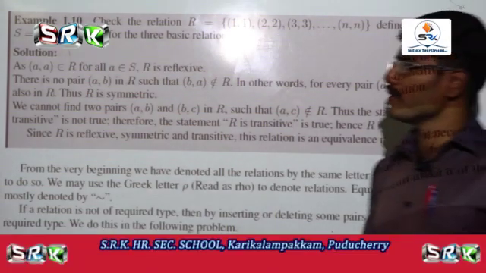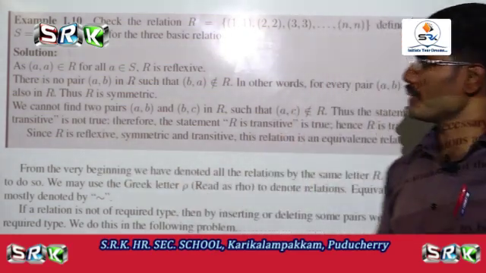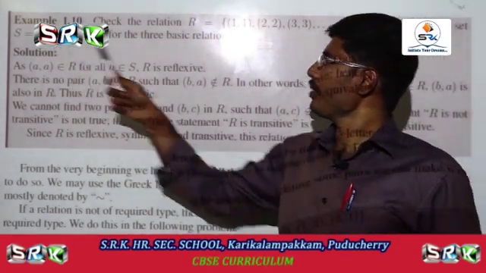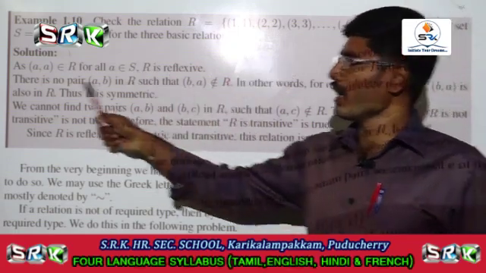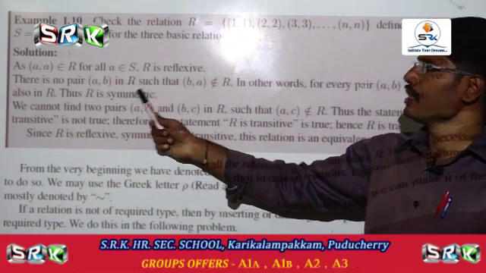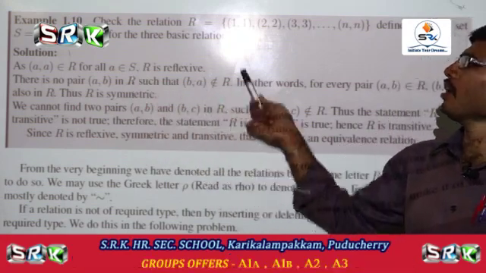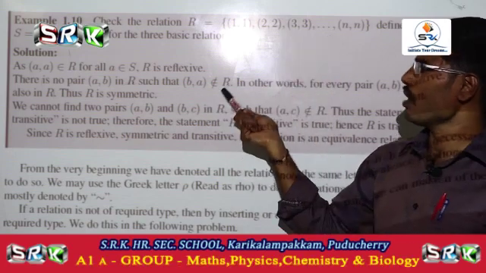First of all, what about the basic relations? (a, a) belongs to R. This is the reflexive property. So (1, 1) is also here, so we can conclude that R is reflexive. And also there is no pair (a, b) in R such that (b, a) does not belong to R.